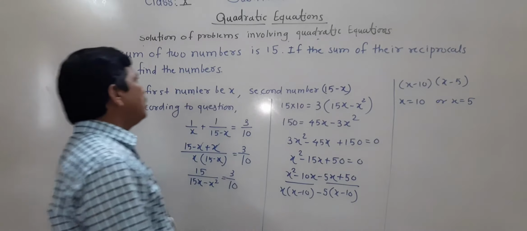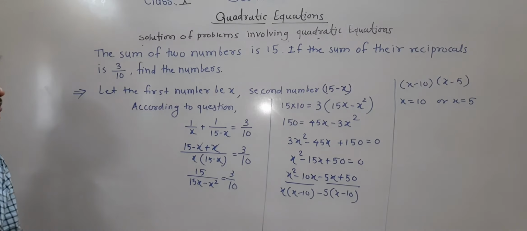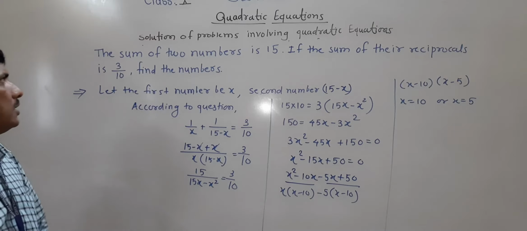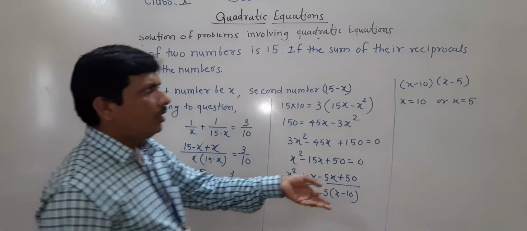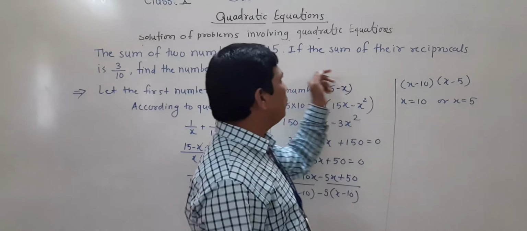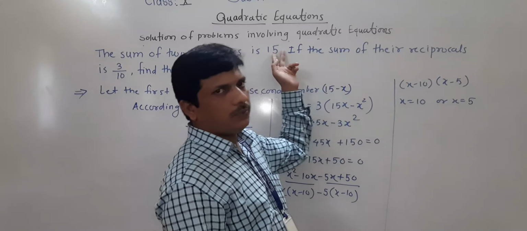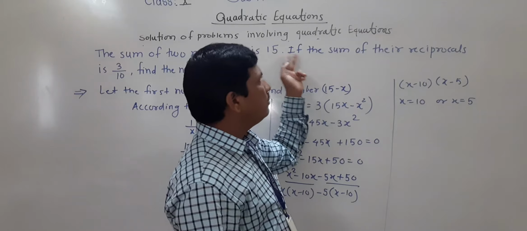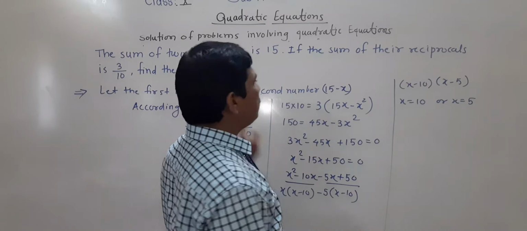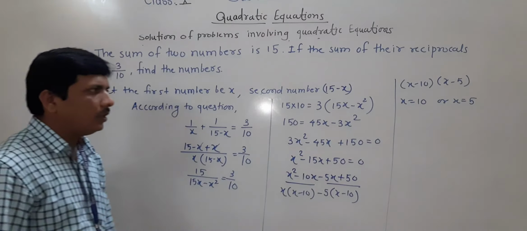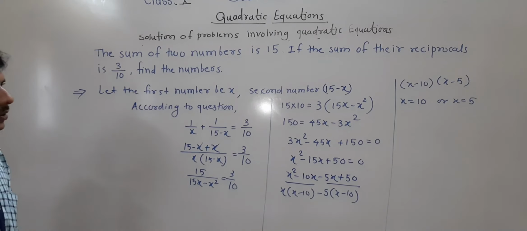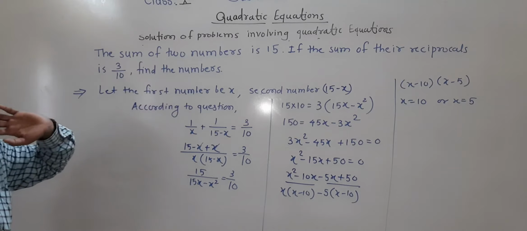Okay, so what is the question? The sum of the two numbers is 15. If the sum of the reciprocals is 3 by 10, find the numbers. So numbers we have 10 and 5. So sum of both numbers is 10 plus 5 is 15. Okay, and sum of the reciprocals is 3 by 10. You can cross check your answer by taking the reciprocal of this. Okay, so this is the solution of this problem.